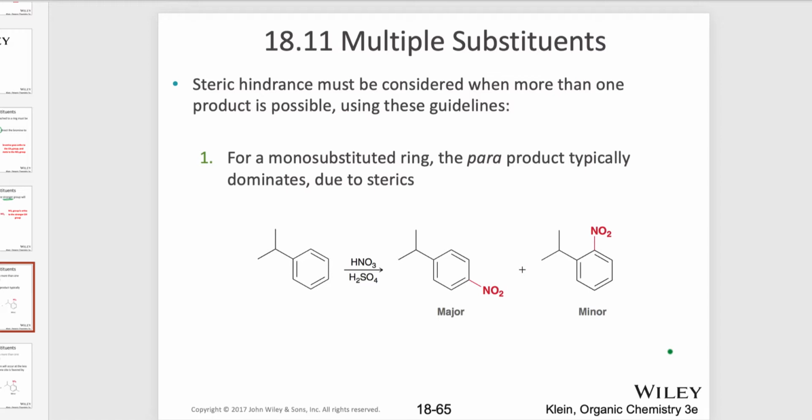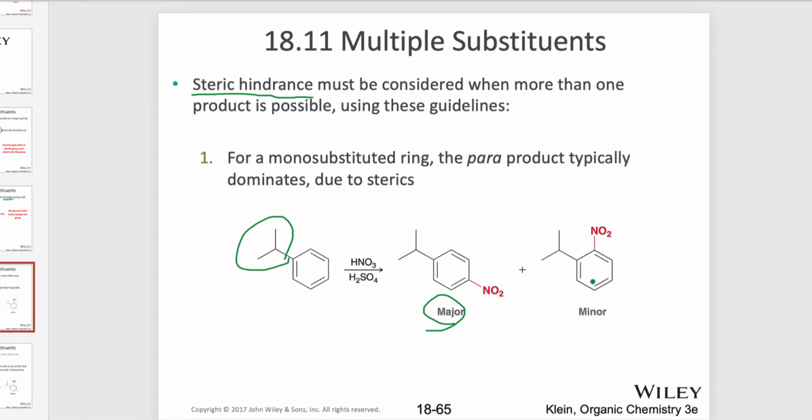We also need to pay attention to steric hindrance. Steric hindrance has to do with if a substituent is very bulky, big, occupies a lot of space, that will have an effect. For a monosubstituted ring, especially when we have an alkyl group, such as an isopropyl, maybe a tert-butyl, we will have the para addition as the major product.